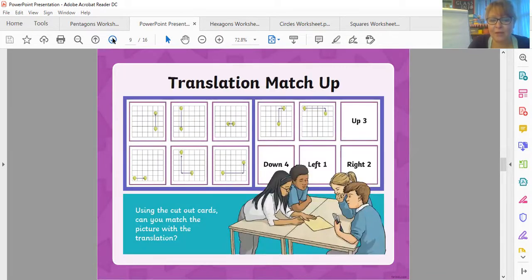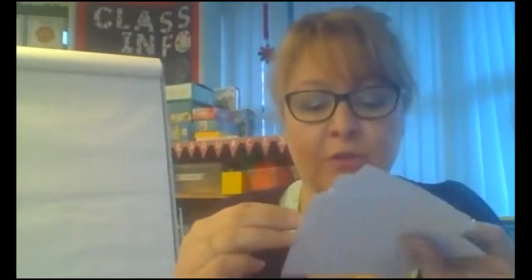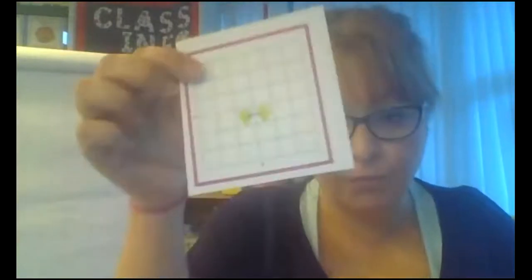Okay, so now looking at this game here, you should have some cards cut out, bits of paper that look like this. So you've got different pictures and you've got some translations. Now what I want you to do is I want you to match up the translation with the picture.